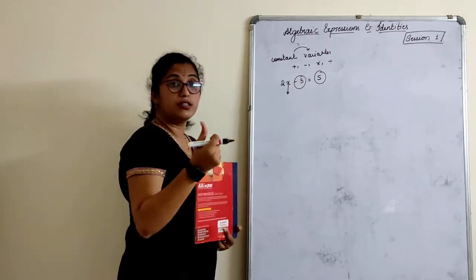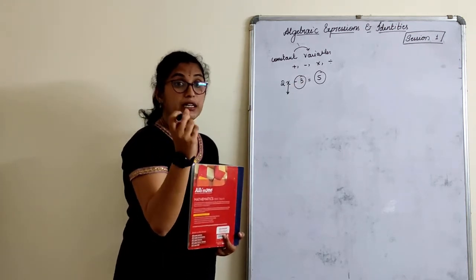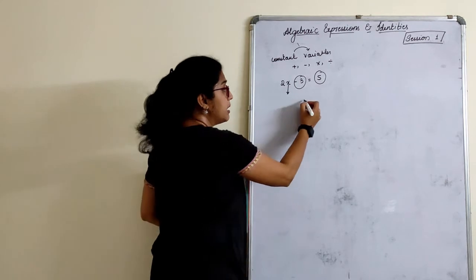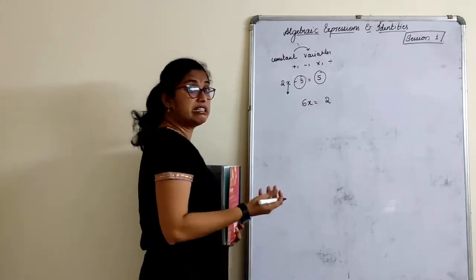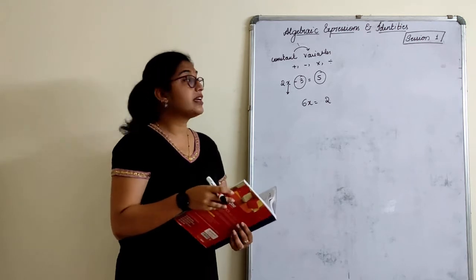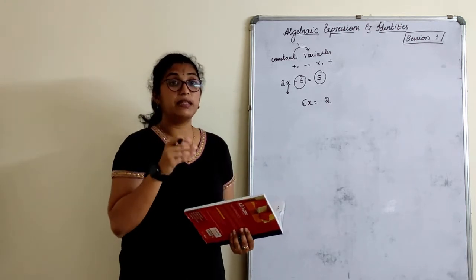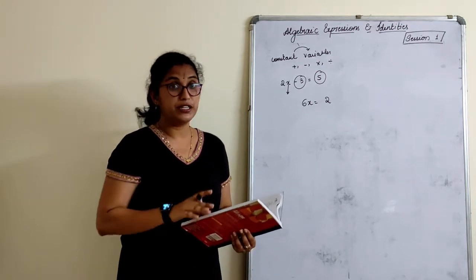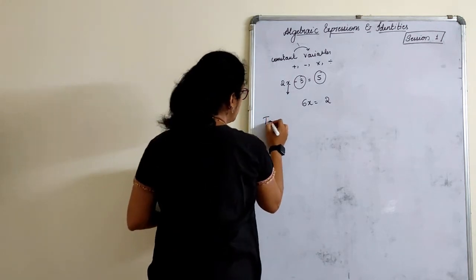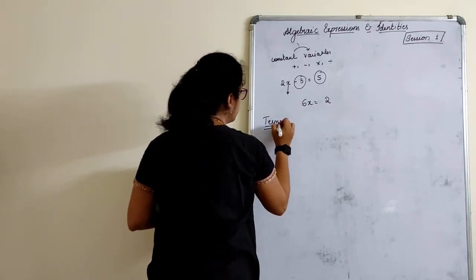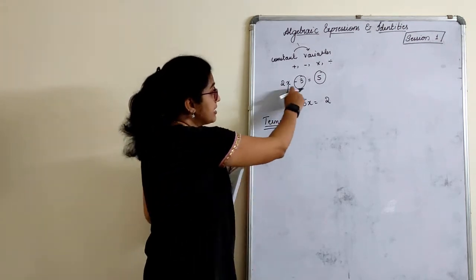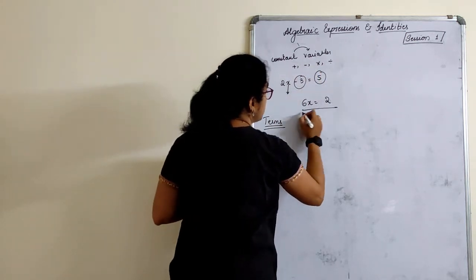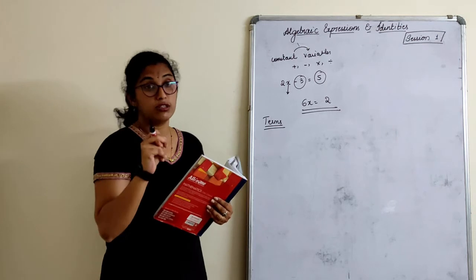Now, how are these constants and variables grouped? They are grouped together with some symbols, either subtraction, multiplication, division or addition. So when we combine constants and variables by mathematical symbols, we get an algebraic expression. From this definition, let us understand what terms are. This algebraic expression has two terms, right?